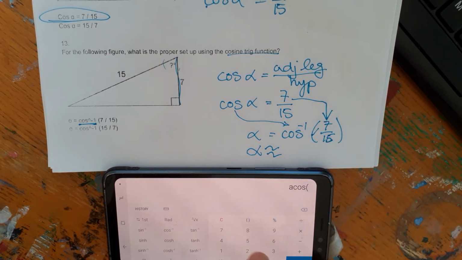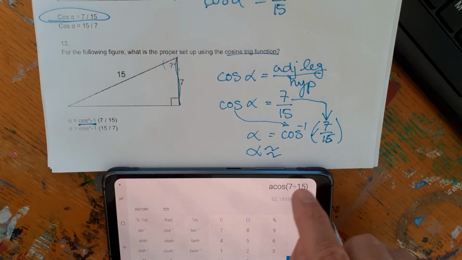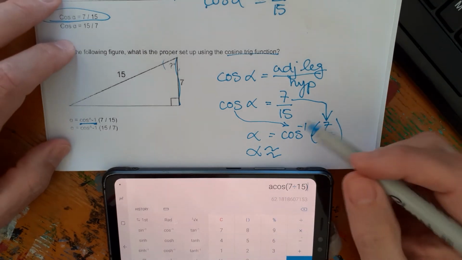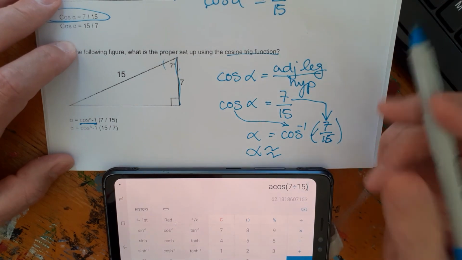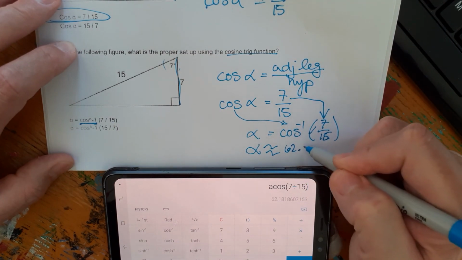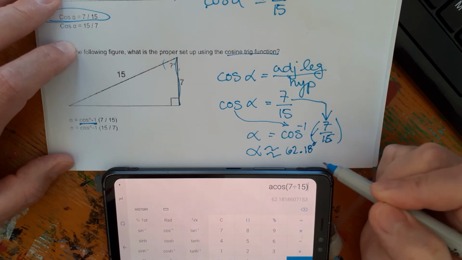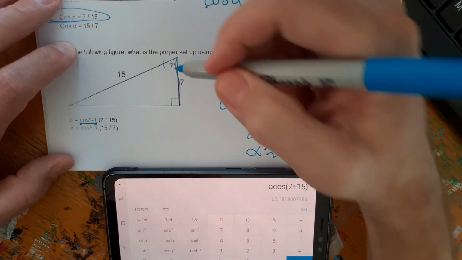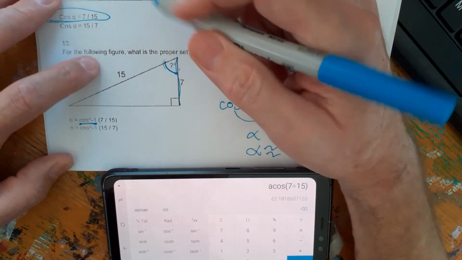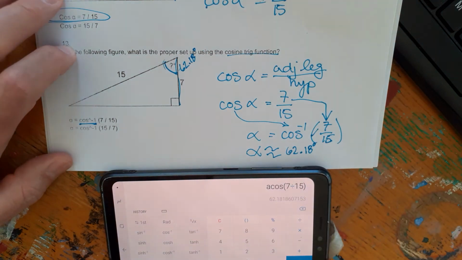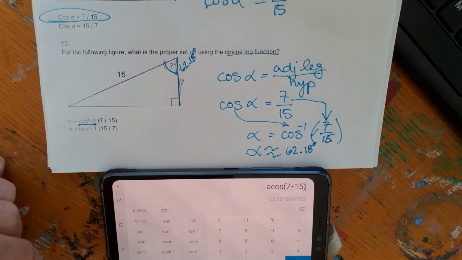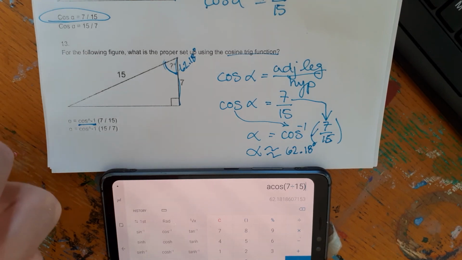And this fraction, 7 divided by 15. 7 divided by 15. And close the parentheses, although I didn't have to. It is now giving me an angle, because alpha here represented the unknown angle. The angle is 62.18. Okay, and that's degrees because we're in degree mode. So this angle right here, between these two sides, is 62.18 degrees. And that's the brilliance of trig. This is what trig allows you to do, is to figure out missing side lengths and missing angles on right triangles.